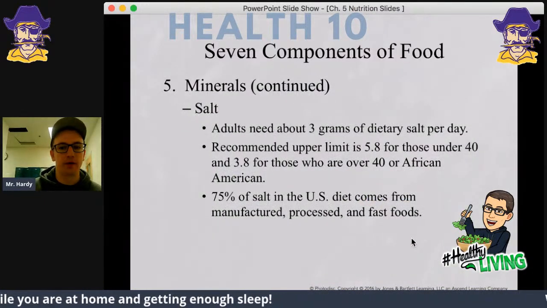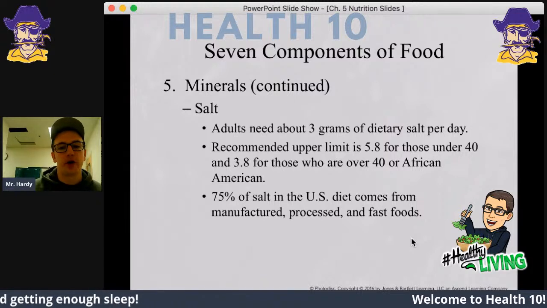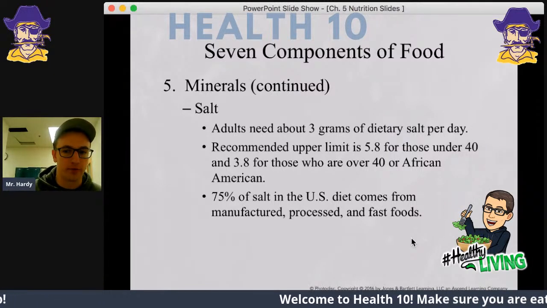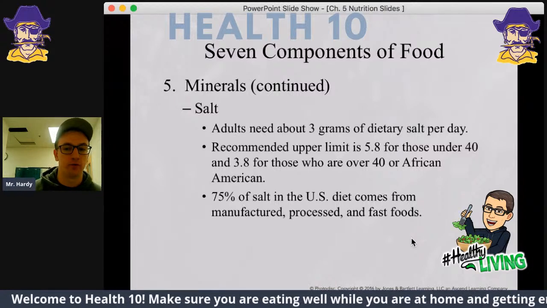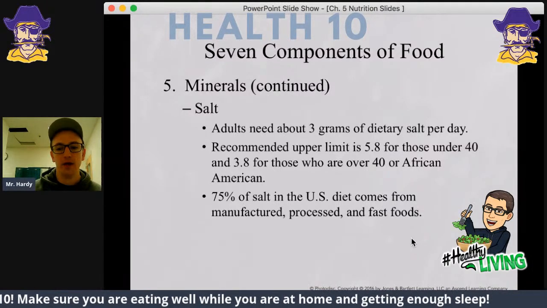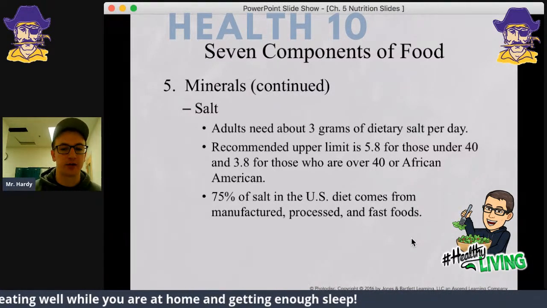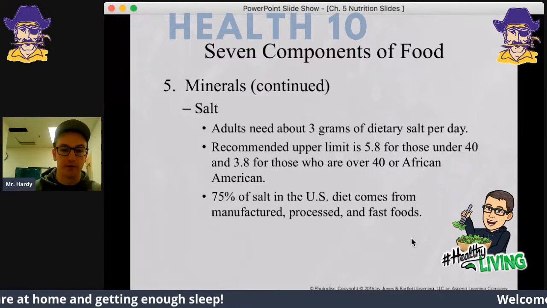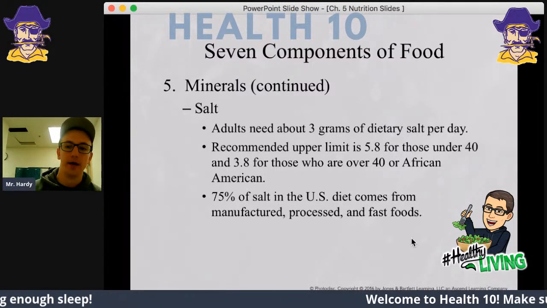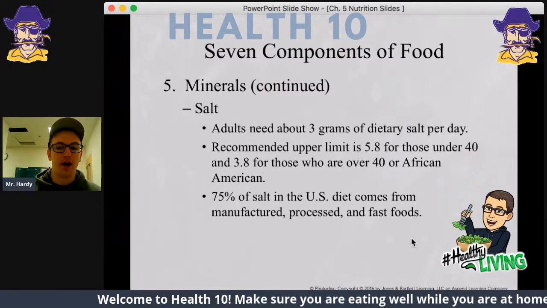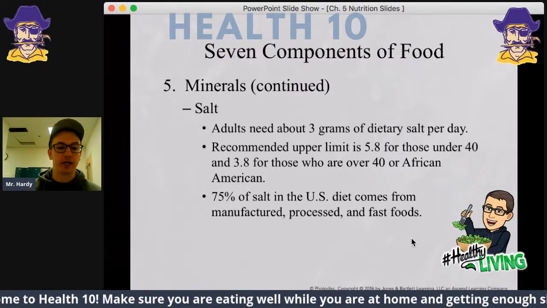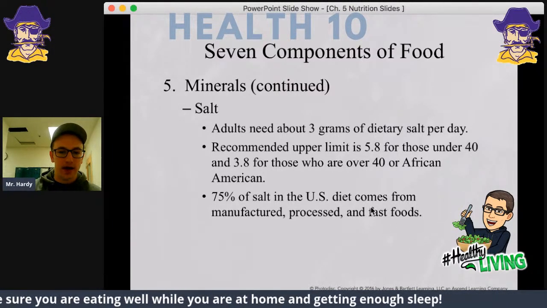So talking a little bit about salt, adults need about 3 grams of dietary salt per day. The recommended upper limit is 5.8 for those under 40 and 3.8 for those who are over 40 or African-American. 75% of our salt comes from manufactured, processed, or fast foods. What you're going to find when we look at what we eat is that we are way over that recommended upper limit of salt, especially when we eat fast foods.